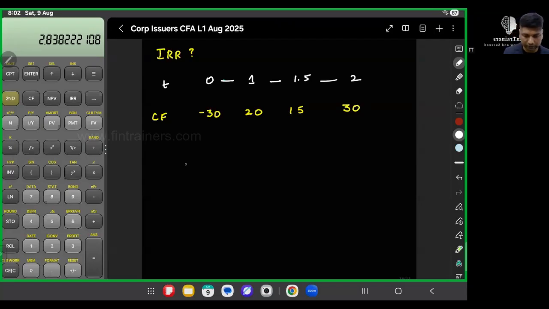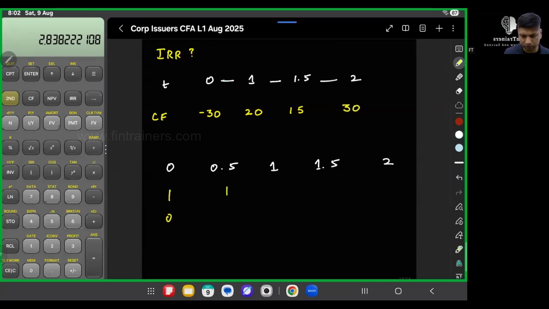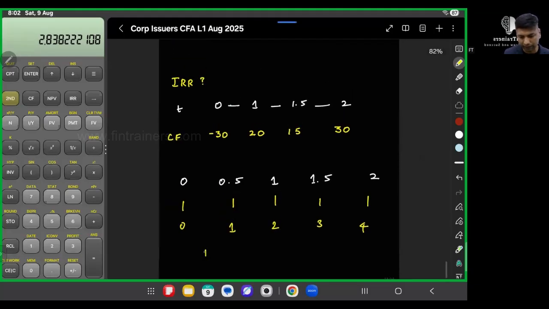So what I'm going to do is convert it into 0, 0.5, 1, 1.5, and 2. This 0 is fine. This is going to be your CF1, this is CF2, this is CF3, and CF4. Then you will calculate the IRR. That is a 6-month IRR, the return for 6 months. Then you will annualize it.